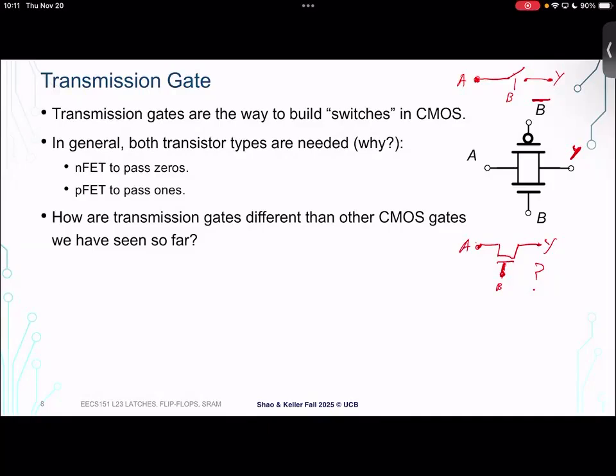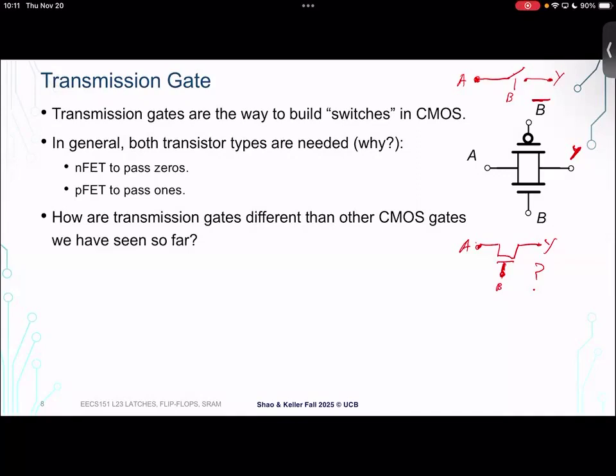Recall that we talked about how NMOS are, quote unquote, good at pulling down, right? But if you try to pull up with an NMOS, you're going to wind up with a threshold drop across the transistor because it will pinch itself off before it can pull all the way up. So NMOS are good at pulling down, but bad at pulling up. Or another way of saying that is that NMOS are very good at passing zeros, but not so good at passing ones.